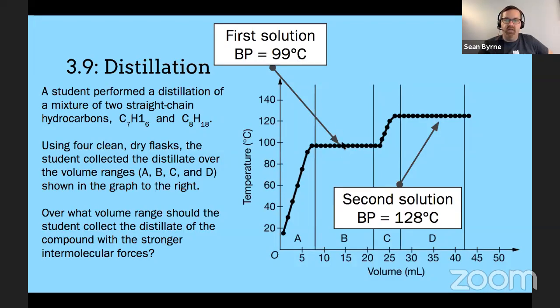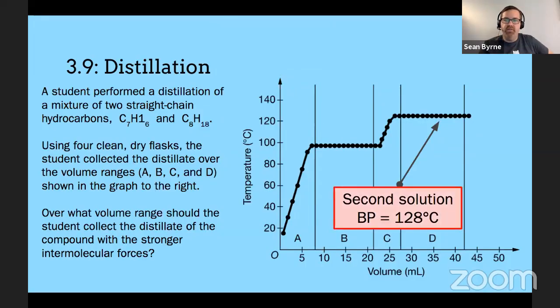So then we're just going to compare, does flask B have stronger intermolecular forces, or does flask D have stronger intermolecular forces? Think about that just for a sec. And the answer should be clear that the second solution, this one that has a higher boiling point, has stronger intermolecular forces. The reason why it has a higher boiling point is that it takes more energy to break apart the molecules, or to change the molecules from liquid into gas. So stronger intermolecular forces would equate to a higher boiling point. All right.